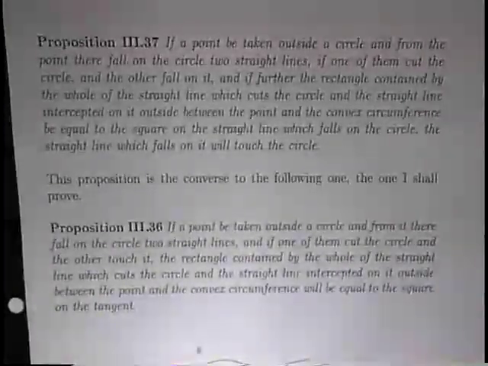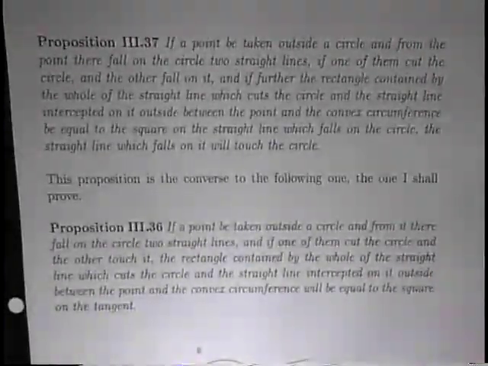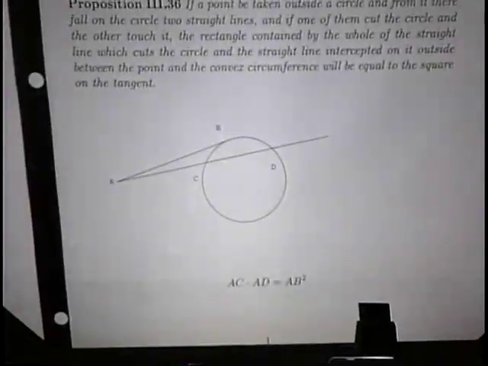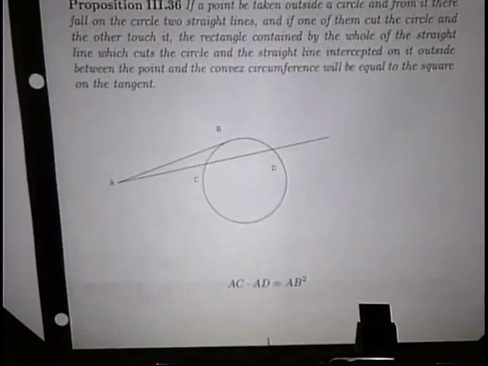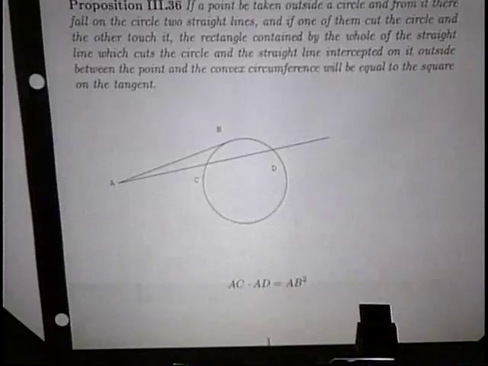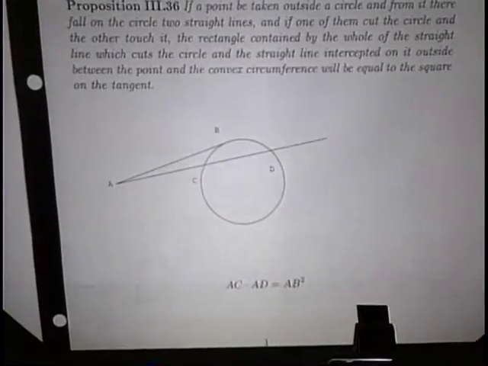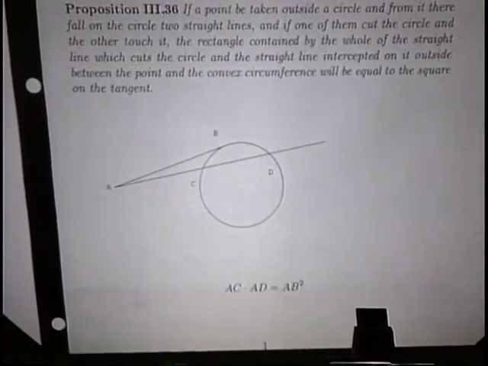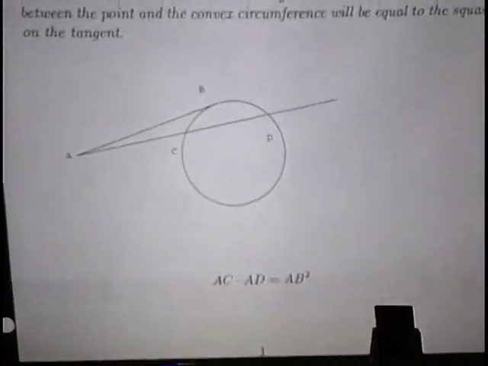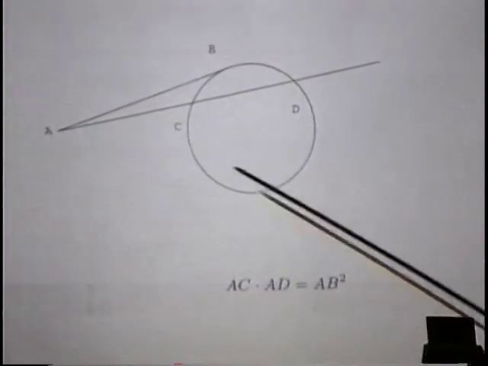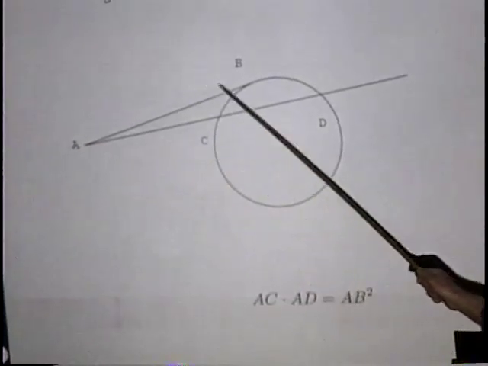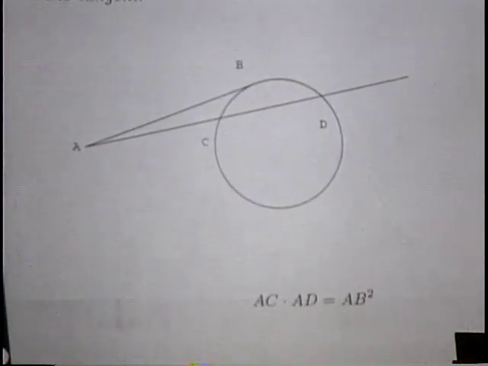So if a point be taken outside of a circle, well, that's the point, and that's the circle. And if there fall on the circle two straight lines, well, that's the same as in the first proposition. One proposition is the converse of the other. So here's one of the straight lines, this one. It cuts the circle, which means in particular that it meets the circle, and the other touches it. So in modern terminology, it's tangent to the circle, right there.